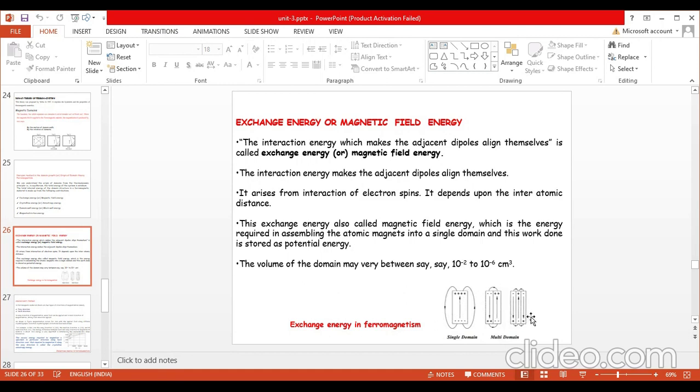Similarly, when you are adding more single domains, the positive and negative signs align themselves. If one domain is spin down, another domain is spin up. Similarly, when you are adding n number of domains, spin up, spin down, spin up, spin down, it will go like this. This energy is called exchange energy.